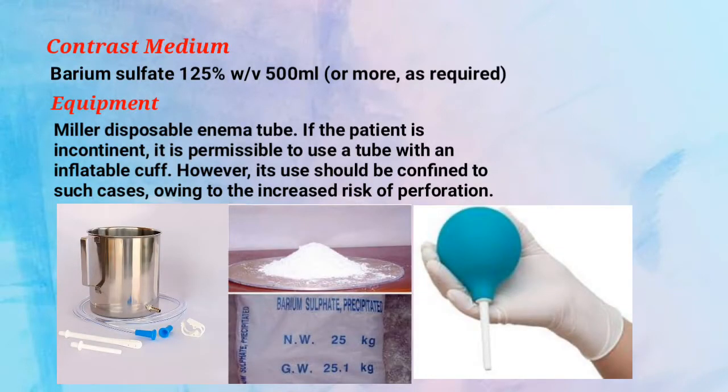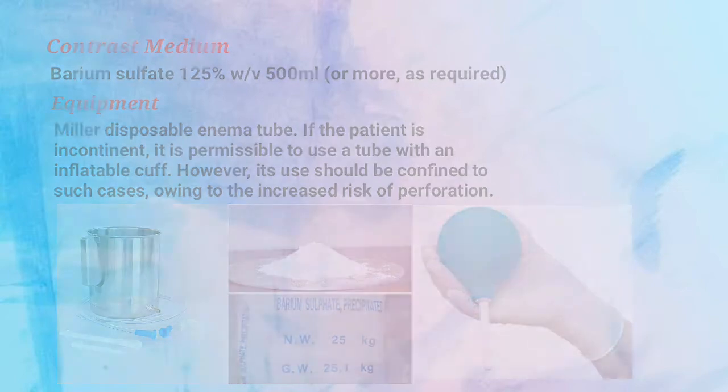Contrast medium. Barium sulfate 125% in a water volume of 500 ml or more as required. Equipment: Miller disposable enema tube. If the patient is incontinent, it is permissible to use a tube with an inflatable cuff. However, its use should be confined to such cases owing to the increased risk of perforation.